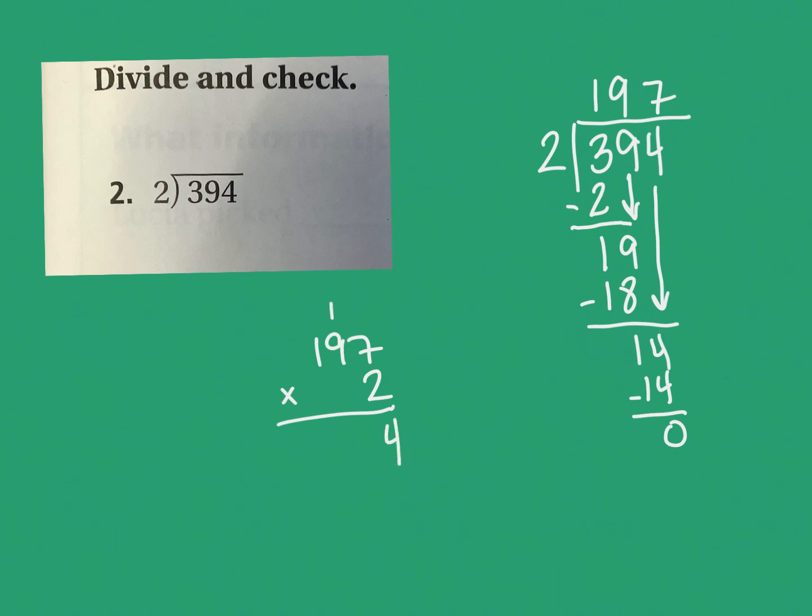2 times 9 is 18 plus 1 is 19. 2 times 1 is 2 plus 1 is 3. And ding, ding, ding, winner, winner, chicken dinner. I did it right. So my answer is 197. And this is how I got there. All right, let's try another.